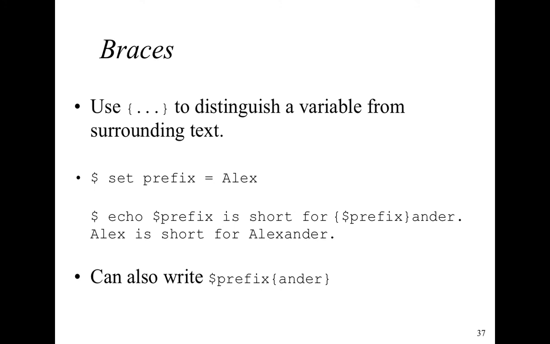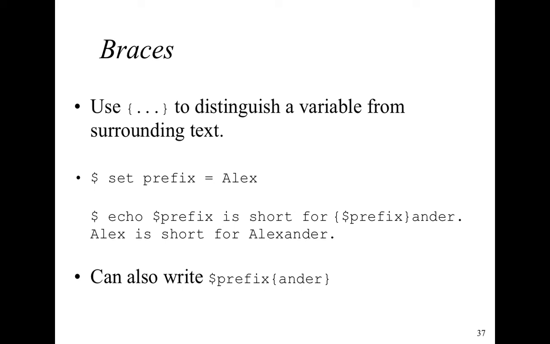Braces. So use the braces to distinguish a variable from the surrounding text. So you've got a variable and you want to put one of them in there and print it out. You can set prefix equal to Alex. So Alex is now called prefix. Echo prefix is short for prefix ender. So here we have the opening and the closing brace around the variable to print out the value of. So Alex is short for Alexander, is what's going to be printed out here.